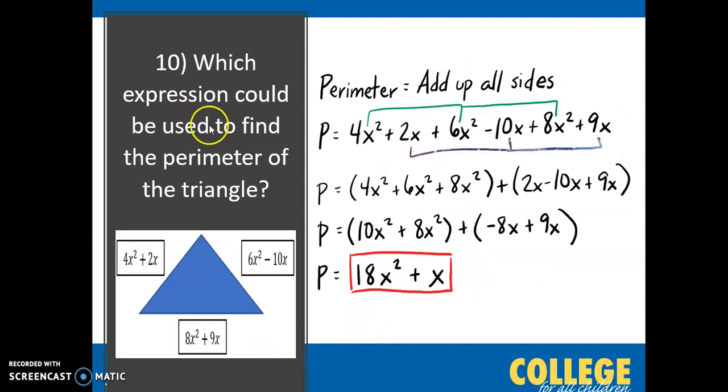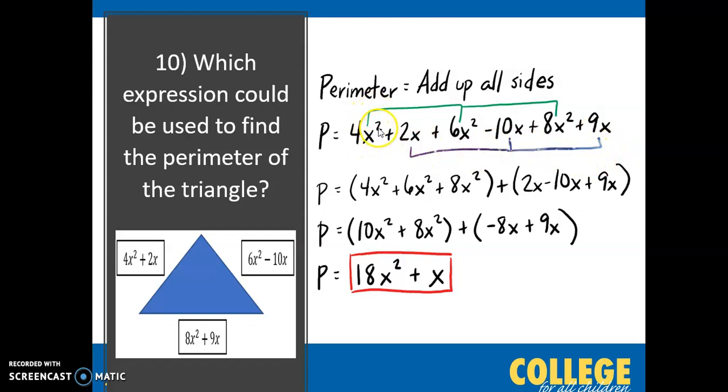Number 10, which expression could be used to find the perimeter of the triangle? So when I try to find the perimeter of a triangle, I just need to add up all the sides. That's what I put right here. So the first side is 4x squared plus 2x. The second side, 6x squared minus 10x. The third side, 8x squared plus 9x. All I'm going to do is combine like terms.